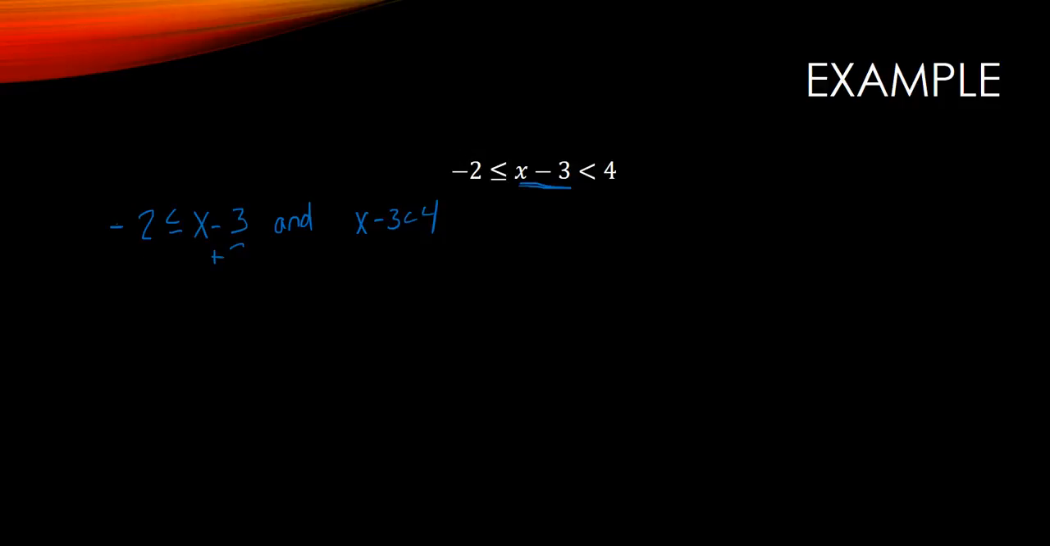So to get x by itself in this left one, I would need to add 3 to both sides, to get 1 is less than or equal to x. I like having the variable first, so I'm going to flip that over: x is greater than or equal to 1. The second one, again, I'm adding 3, so to get x is less than 7. So x is greater than or equal to 1 and x is less than 7.